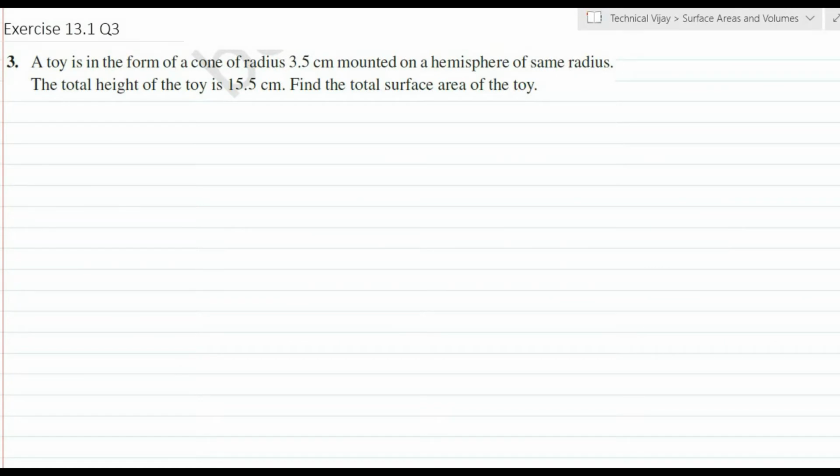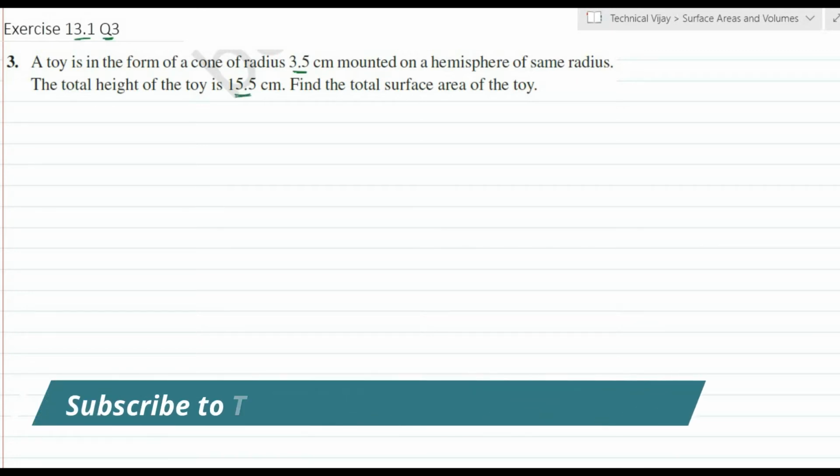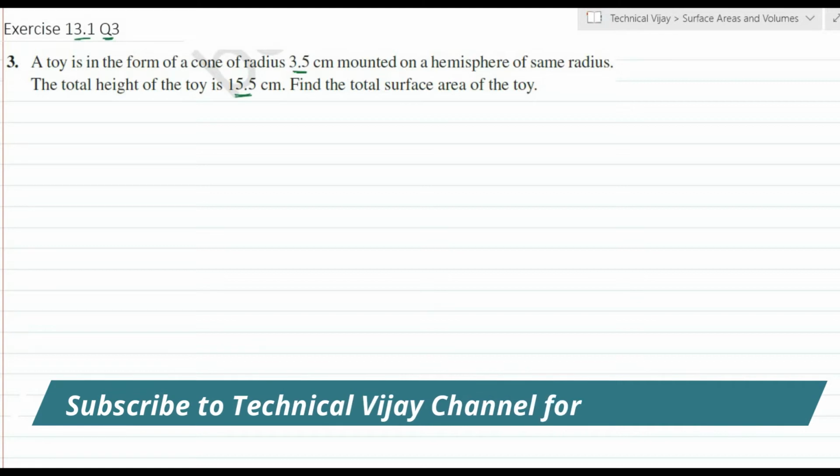Exercise 13.1, question number 3. A toy is in the form of a cone of radius 3.5 centimeter mounted on a hemisphere of the same radius. The total height of the toy is 15.5 centimeter. Find the total surface area of the toy. Here the toy is in the form of a cone. So cone means like this. In this way it is there. Okay, this is a cone.